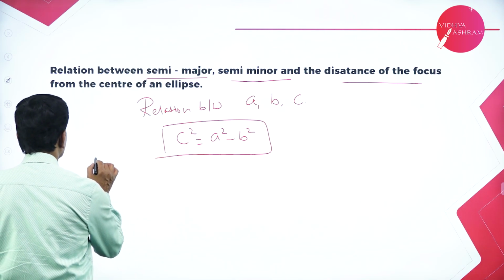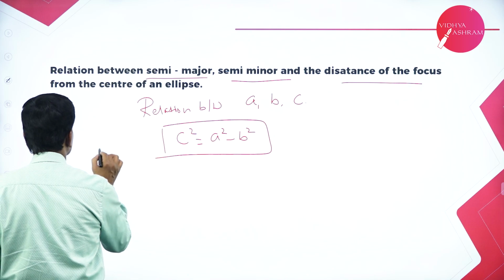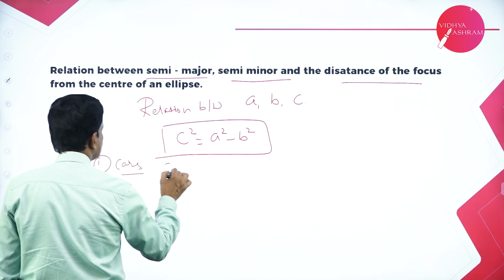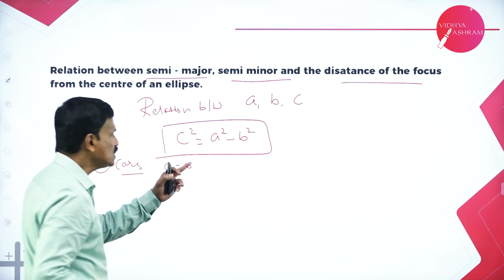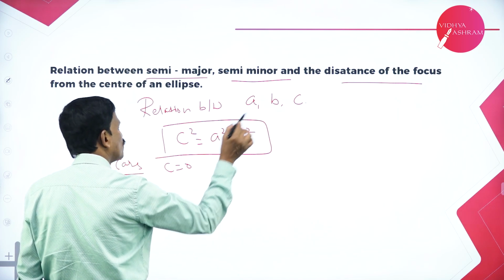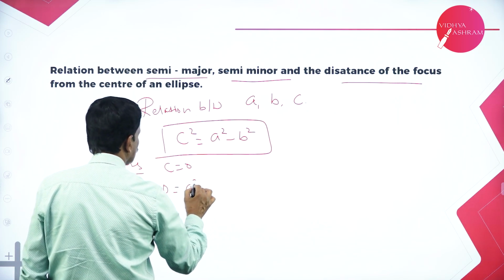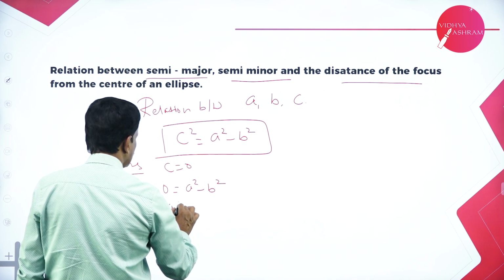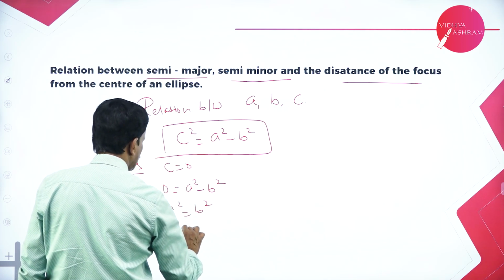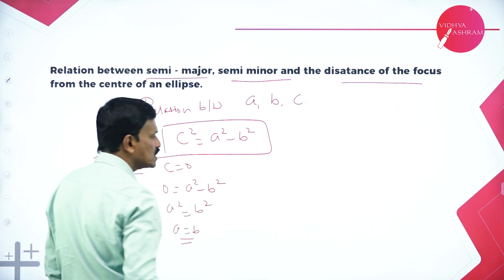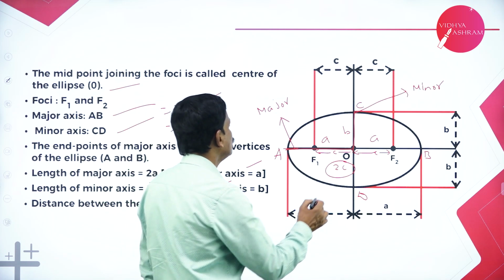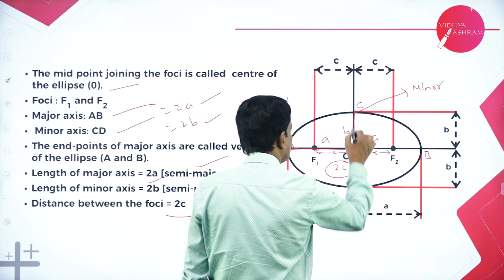Now, here there are so many cases. Case number 1: if c is equal to 0, the distance between the foci is 0. Then 0 is equal to a square minus b square, so a square is equal to b square, and a is equal to b. So the distances a and b are the same.